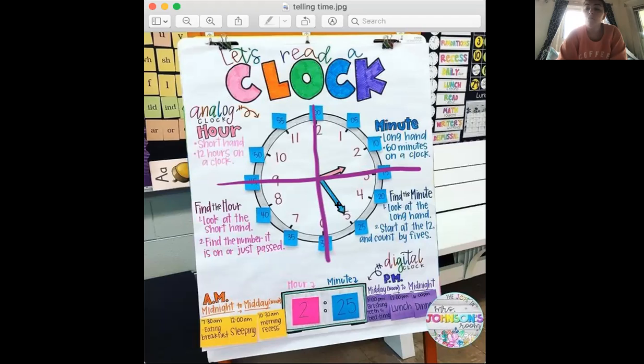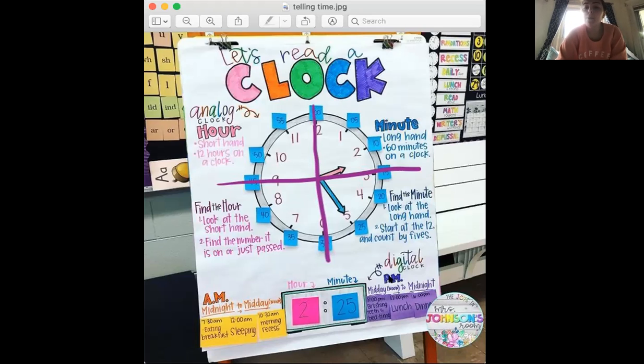And then we want to use our long minute hand to find the minutes, starting at the 12 and counting by fives all the way around as our benchmarks. So if I had this one, if I drew an invisible line here, it's still in the 2 o'clock, so I know it's 2. Then I could start 5, 10, 15, 20, 25. And I would know that this is 2:25.